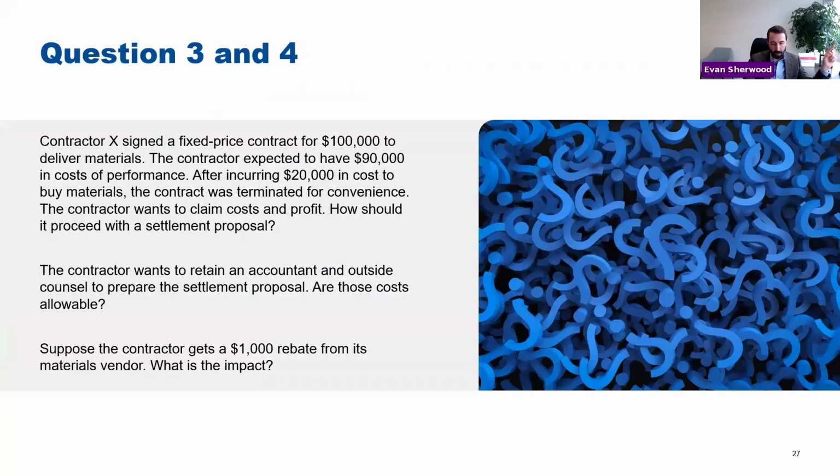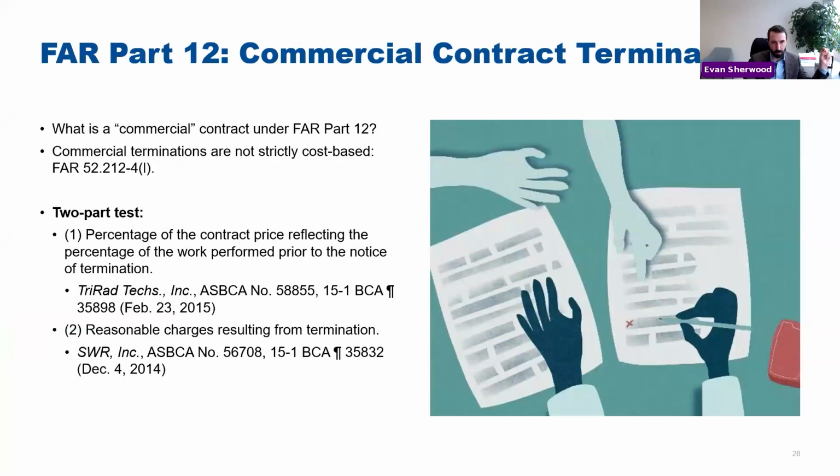We have a question, but in the interest of time, I want to skip through it because there's another couple of slides I want to talk about in terms of special topics, including termination of commercial contracts, meaning commercial product or service contracts within the meaning of FAR Part 12.